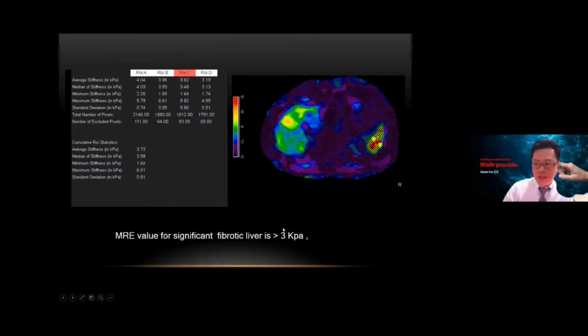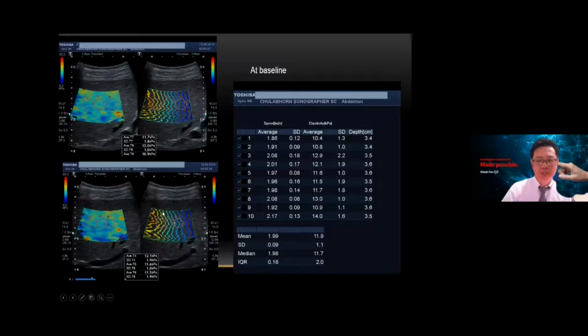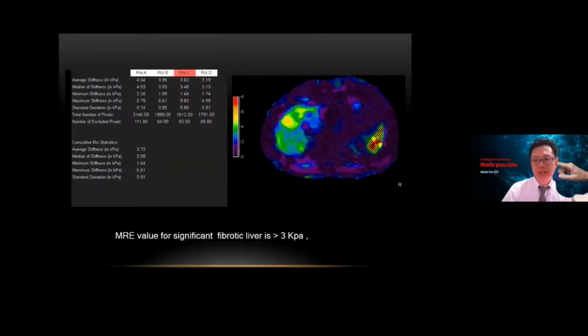MRE, if more than 3 kilopascal, it's a significant fibrosis. This one has 3.7. This is confirmed, I think it should be a true positive in this case. In this case, it has a significant fibrosis or early cirrhosis. The patient needs to be referred to a GI doctor to decide the treatment. So this is the good thing that we know early, because we can do it in one stop at the ultrasound clinic in your practice.